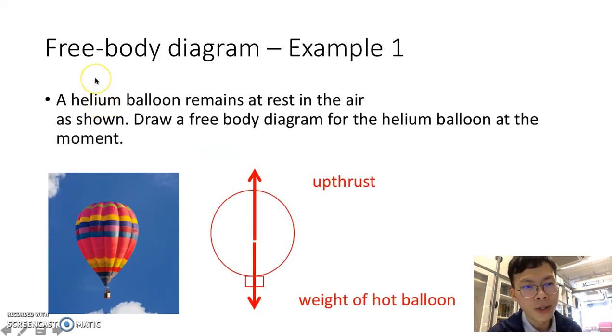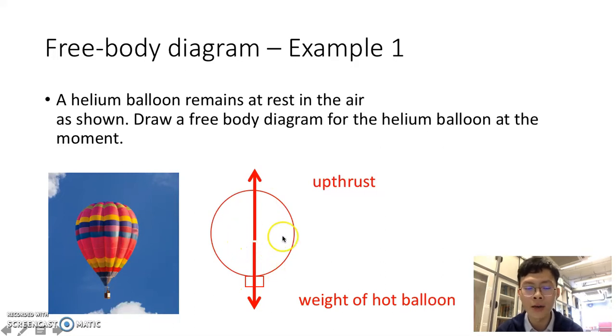And next is about using a free body diagram to represent the direction of force and also the kind of force acting on an object. So for example, a helium balloon remains at rest in the air as shown here. Show a free body diagram for the helium balloon at the moment. So you can see the upthrust and also the weight here. Because if this balloon is at rest, like it's not moving, just staying in the sky, then the upward force is equal to the weight of the balloon, so as to balance it.